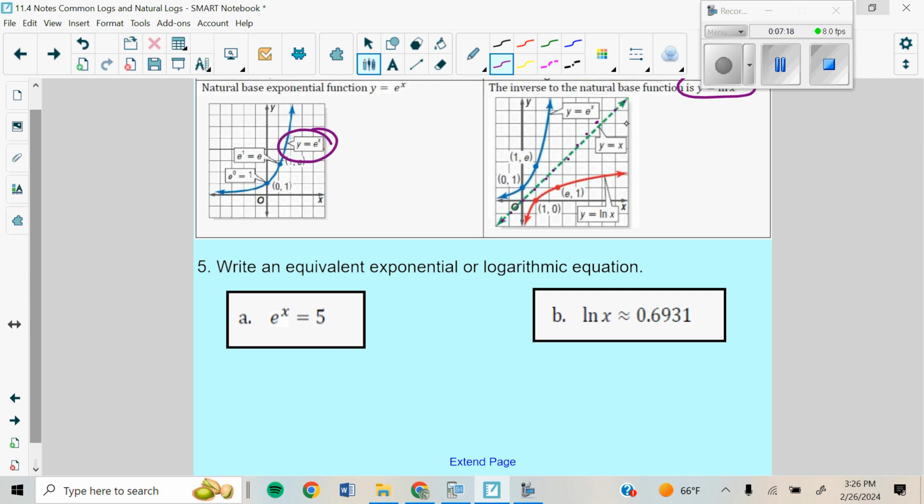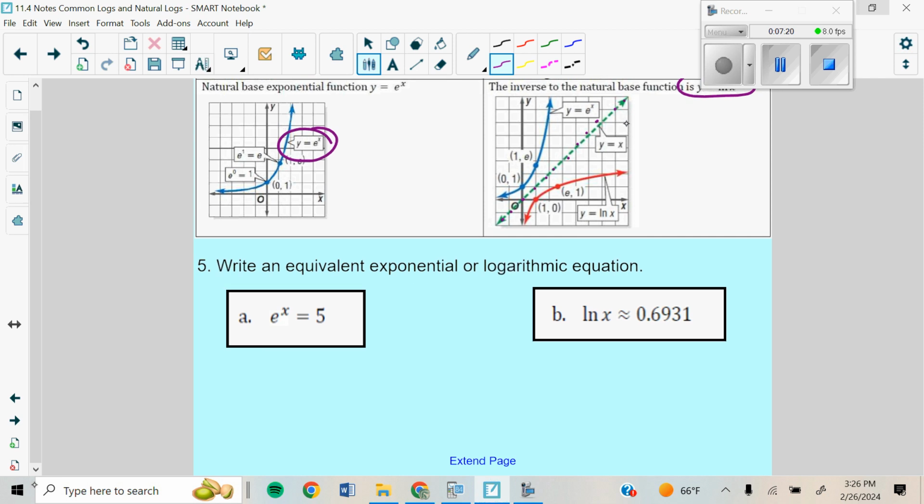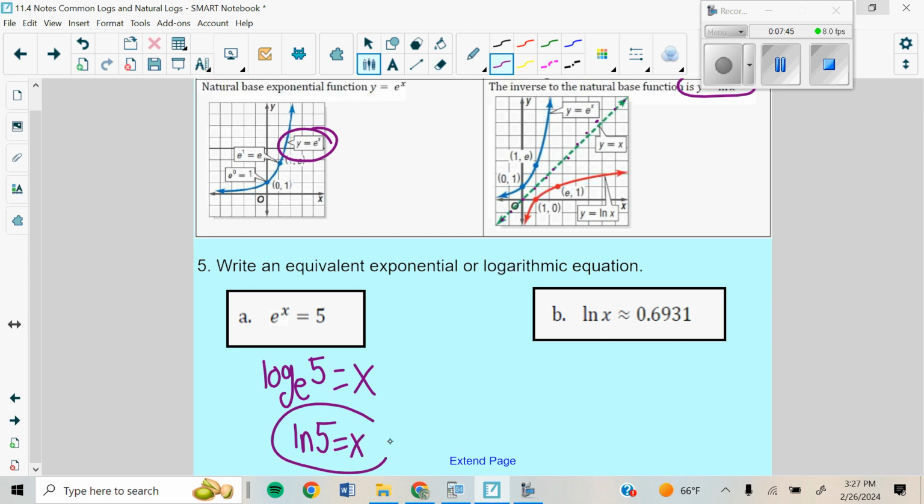So the two examples here say write it in equivalent exponential or logarithmic form. If we look at our first problem, it's in exponential form, so we're going to write it in logarithmic form. So log, our base is e, of 5 equals x. But now, instead of saying log base e, this is when we replace it with natural log. So we'd say natural log of 5 equals x. And now it is written in logarithmic form.